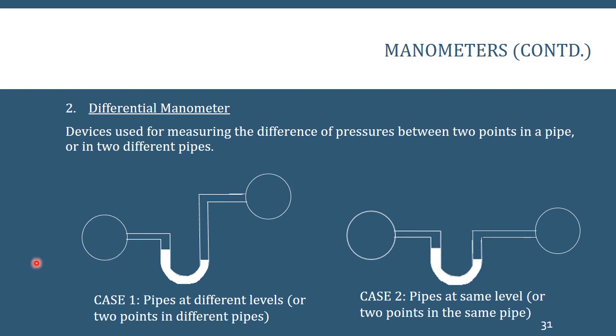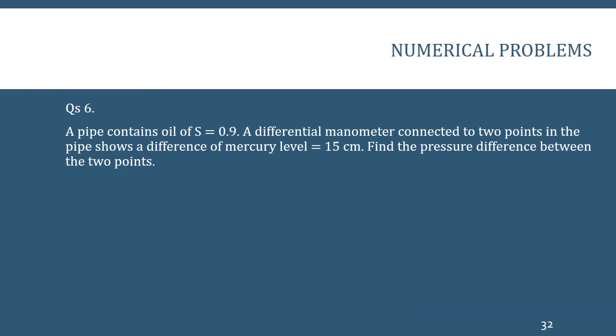Okay. So we'll straight away start with a problem, because the concept involved in differential manometers is the same as the concept involved in simple manometers. So a pipe contains oil of S equal to 0.9. A differential manometer connected to 2 points in the pipe shows a difference of mercury level equal to 15 centimeter. Find the pressure difference between the 2 points.